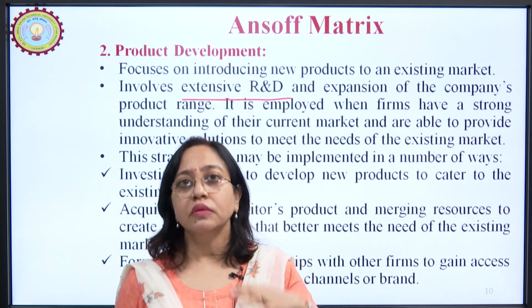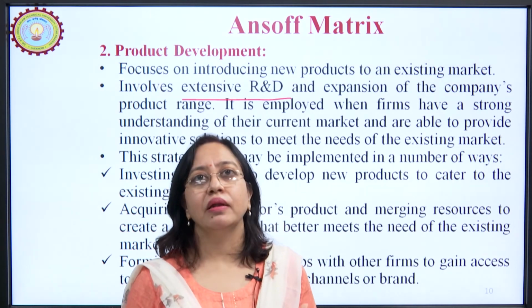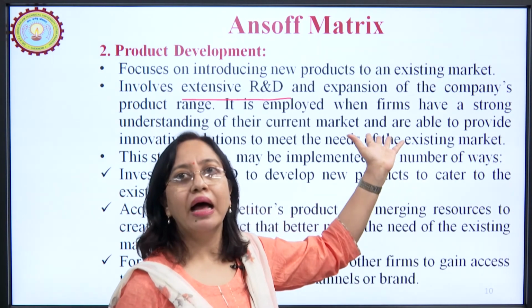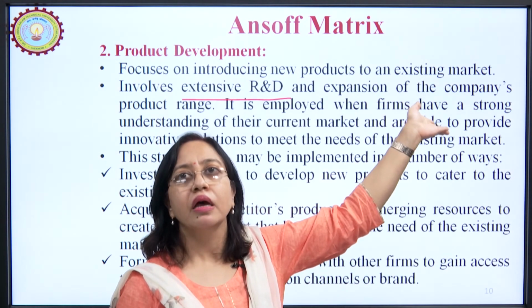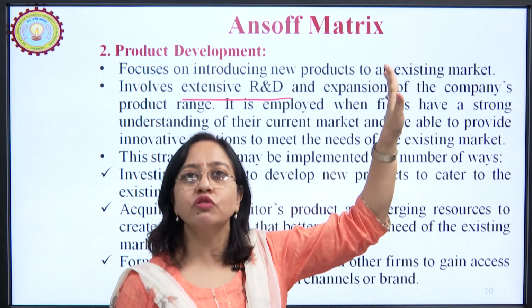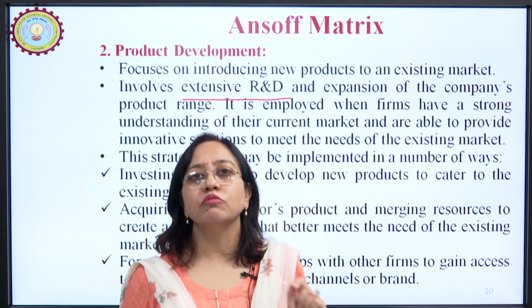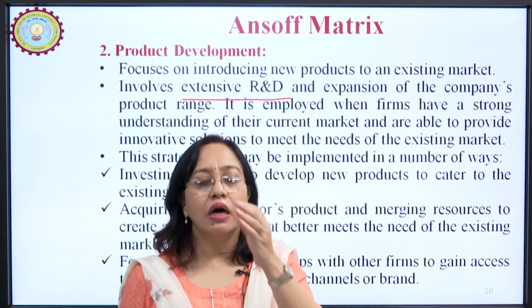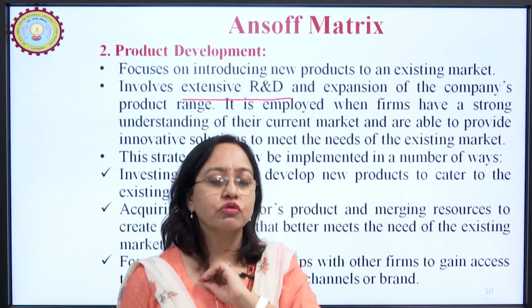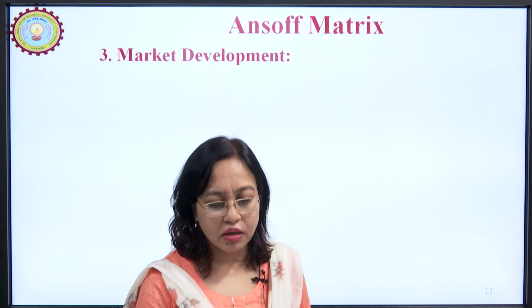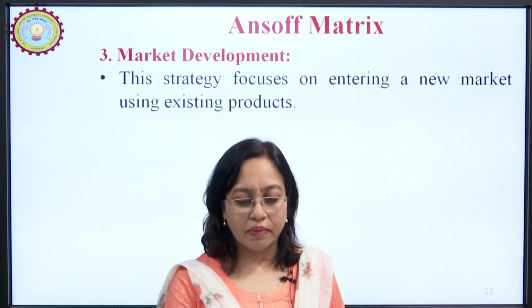Now, for example, a company like Apple will come under the ambit of product development, because it is too much into R&D, and it always believes in outdoing the competition in terms of adding new features to the innovative features of the products. Then the third is market development.